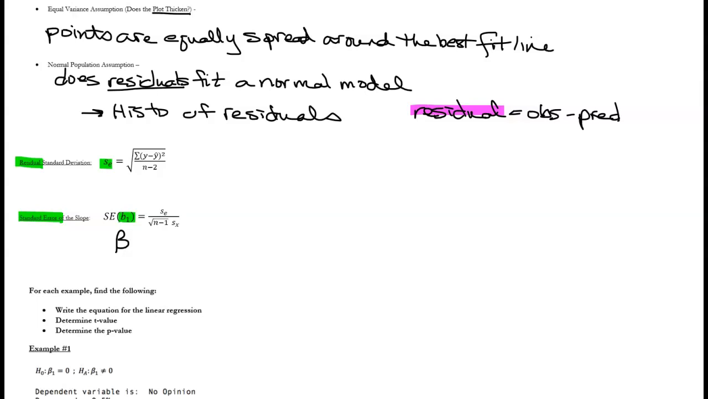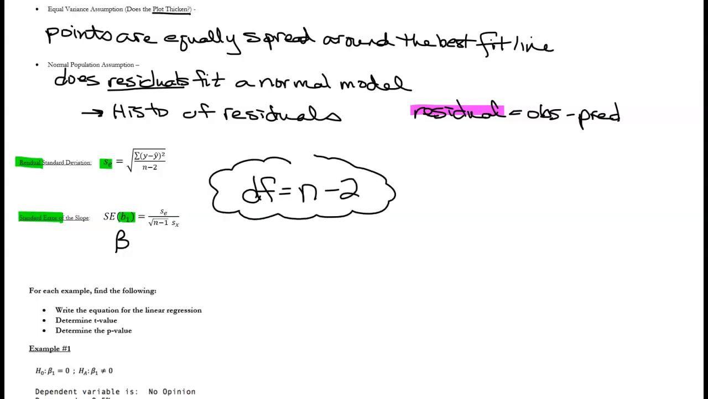When we find our degrees of freedom for this, because we have an X variable and a Y variable, there are 2 different variables. We're going to do n minus 2. So degrees of freedom for linear regression is n minus 2.